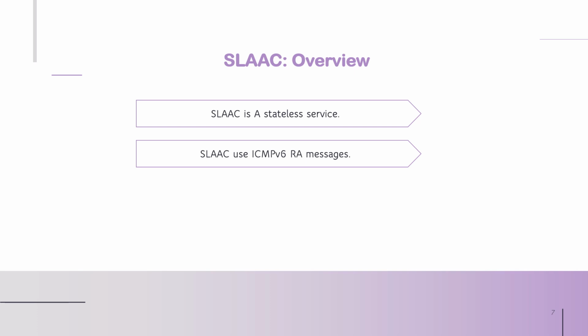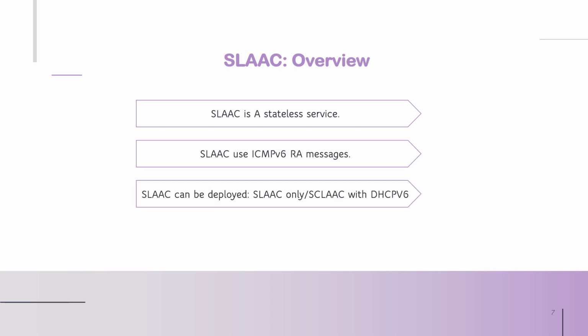The router advertisement messages are sent by an IPv6 router every 200 seconds. And a host can also send a router solicitation message requesting that an IPv6 enabled router send the host a router advertisement.